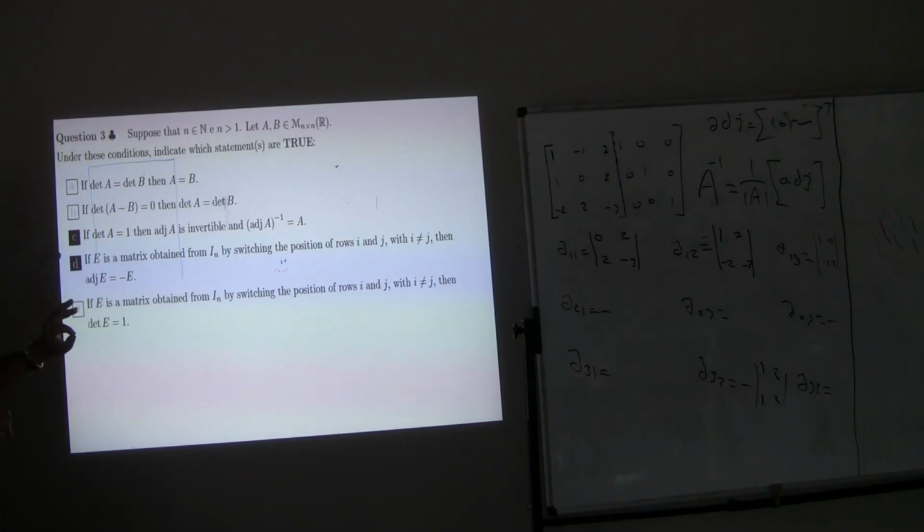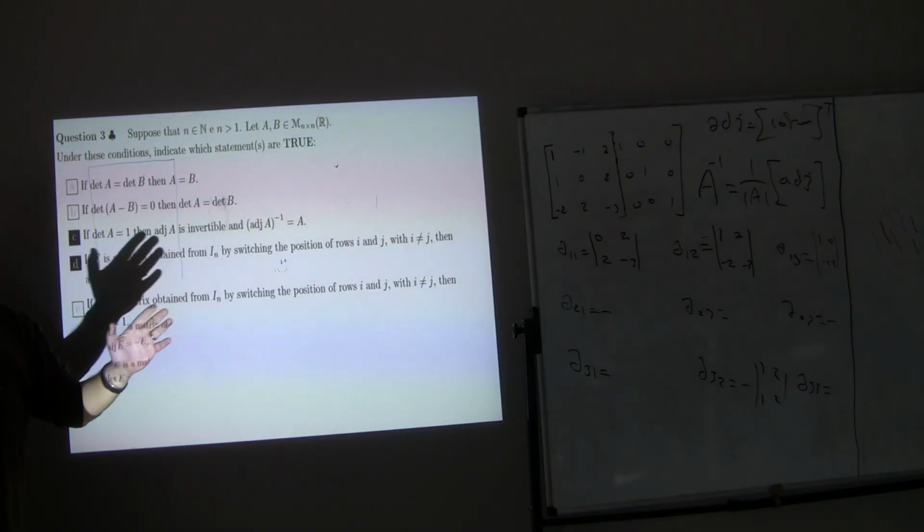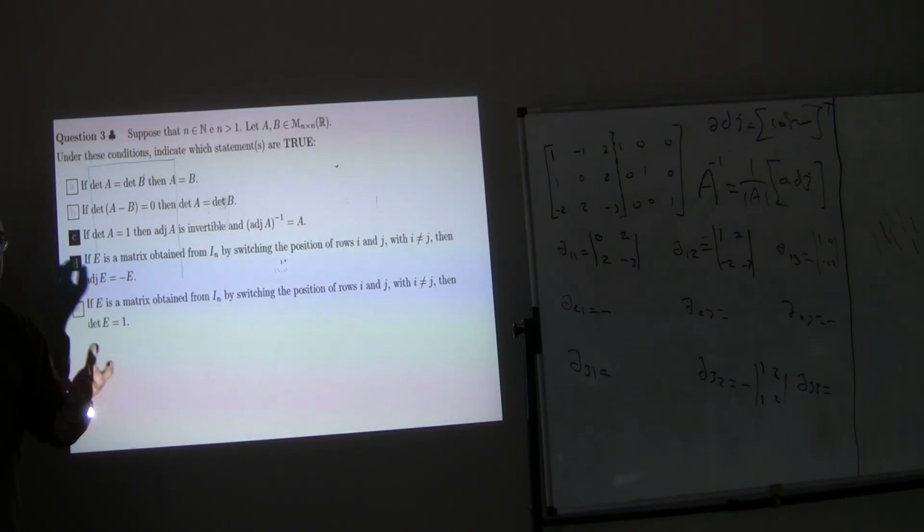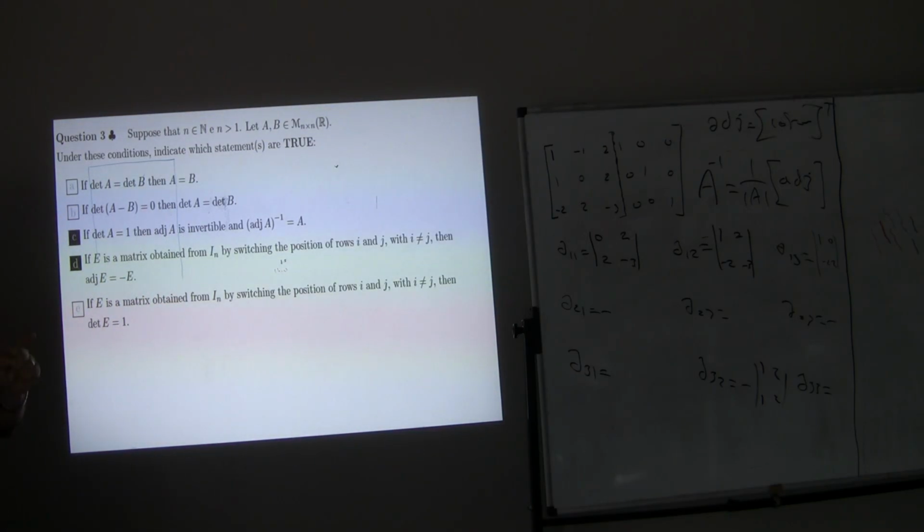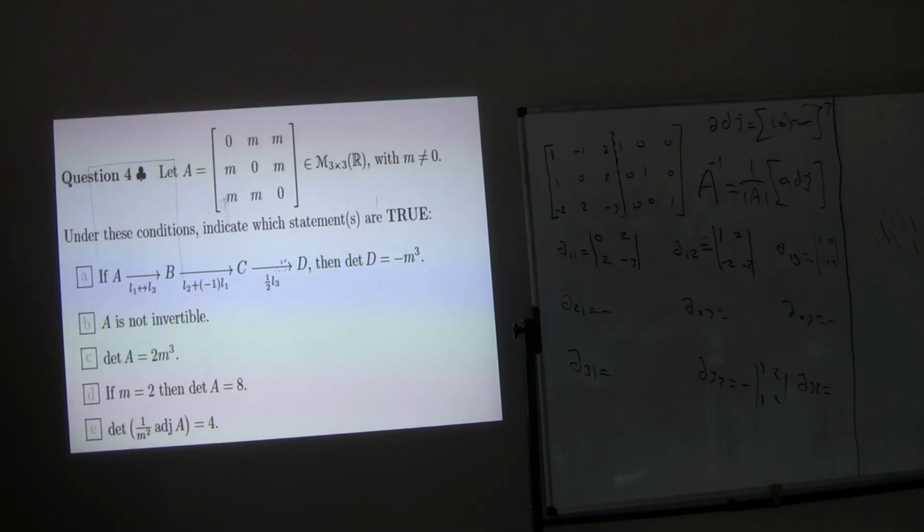The third question is targeting your deep understanding about how to get the inverses and the relations between the cofactor and the adjoint matrix, plus the properties of the determinants. Let's look at the coming question. Question number 4 will need a little more attention, and it is still testing the same points.